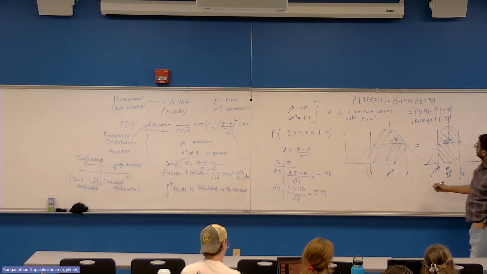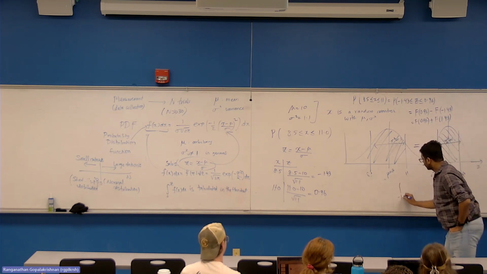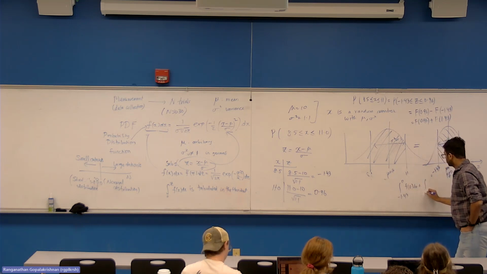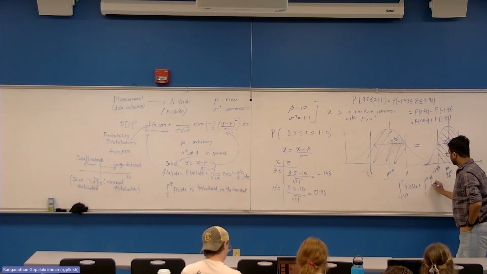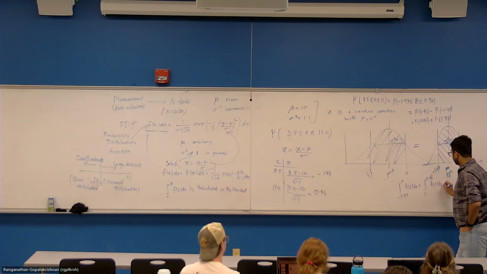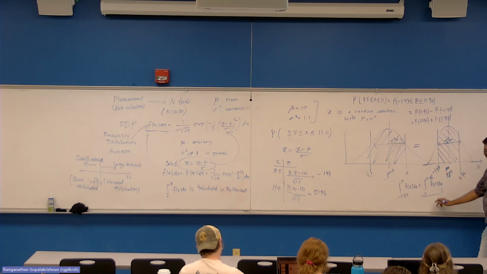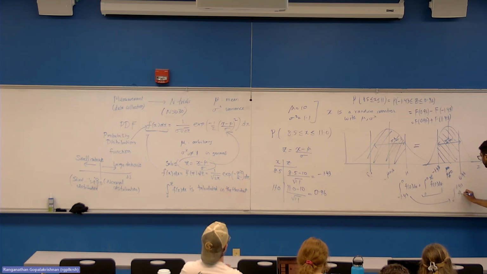Same logic, I'm writing this as the integral from minus 1.43 to 0 of f of z dz, and then from 0 to 0.96 of f of z dz. You don't have to do anything about this except look it up for 0.96. This is nothing but the integral from 0 to 1.43 of f of z dz. So look up 0.96, look up 1.43 and add them up. That's your answer.